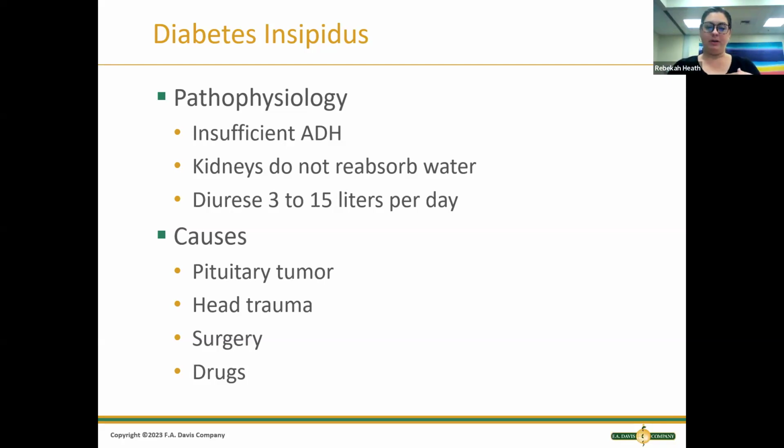So pituitary hormone, right? The ADH, antidiuretic hormone, is produced by the pituitary. So if you have a tumor or something that's causing dysfunction of the pituitary gland, you're not producing enough antidiuretic hormone. It could also be something with head trauma or surgery that's altered the pituitary gland. Certain drugs can stimulate this as well.